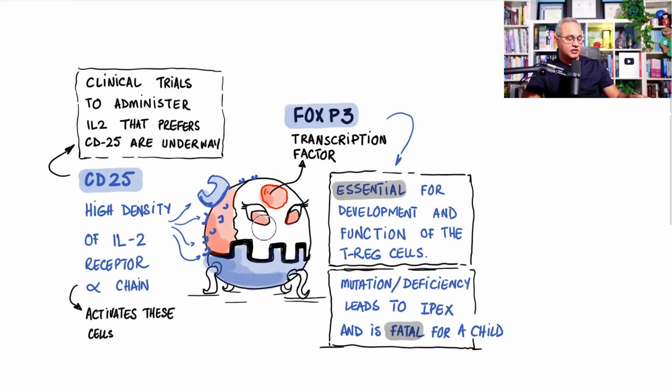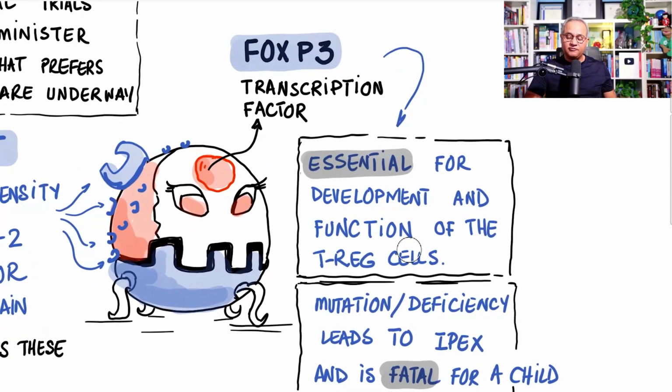Now FOXP3, this protein that is inside, has an interesting function as well. Most of the activation signals to a regulator cell, T regulator cells, eventually go and activate FOXP3. And they finally work through FOXP3. FOXP3 is the final common pathway here.